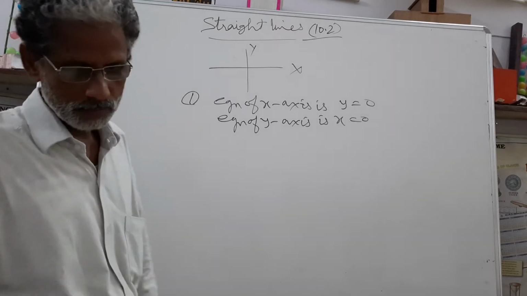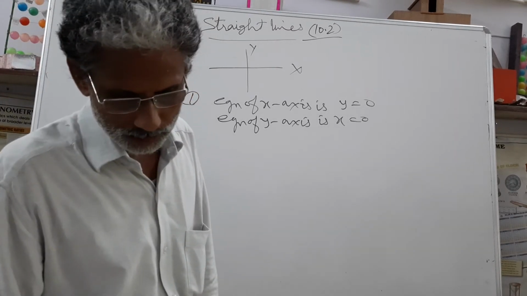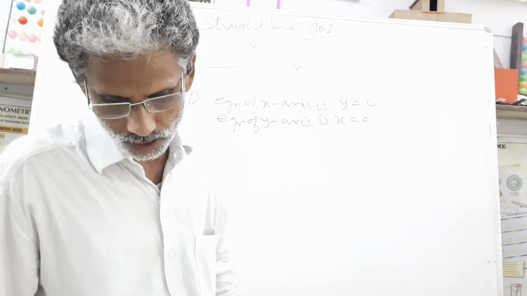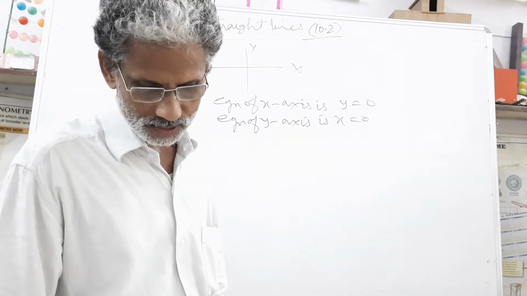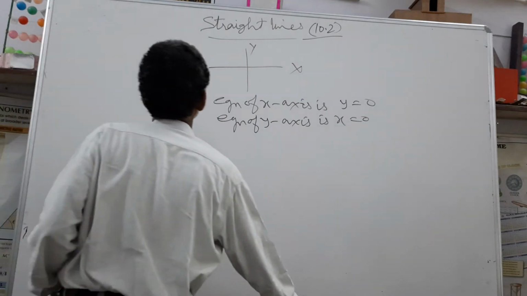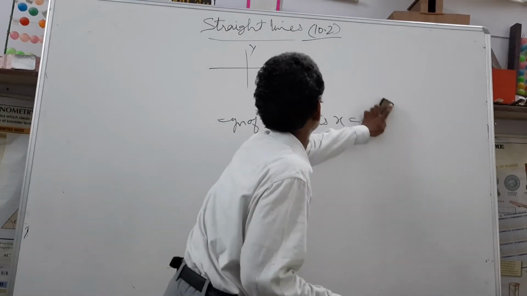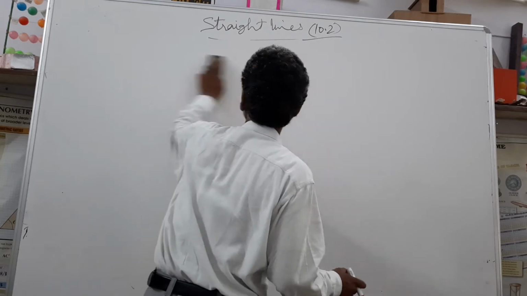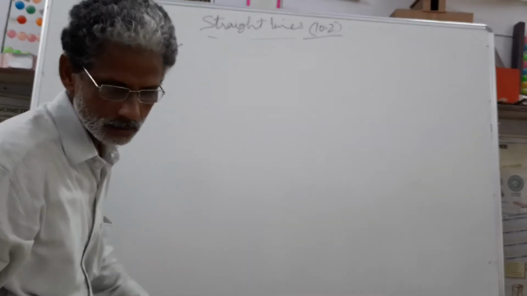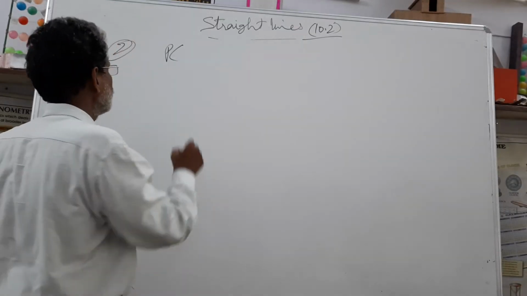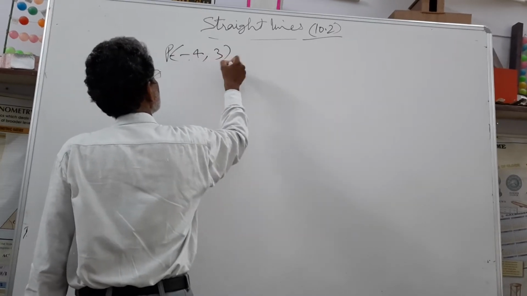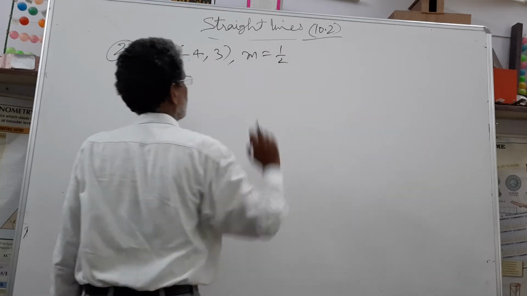In your question number 2, it is given: find equation of the line passing through minus 4, 3 with slope half. Question number 2, passing point is minus 4, 3 and slope is equal to half. It is given.